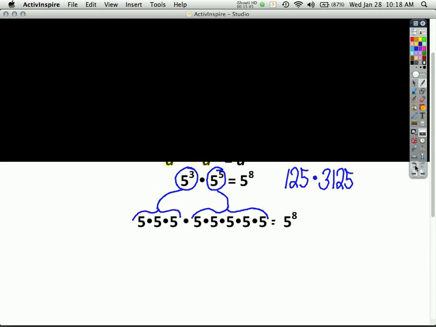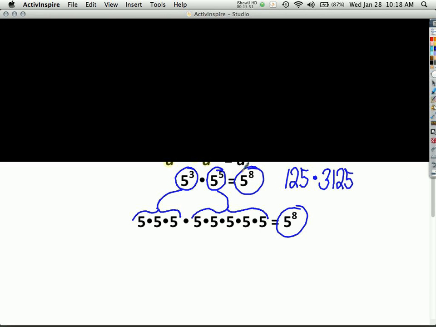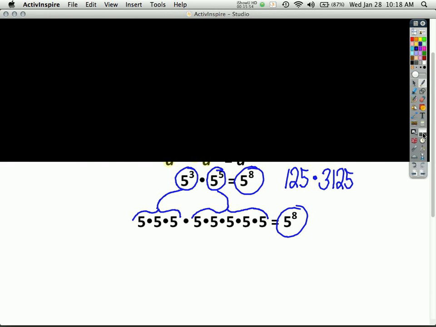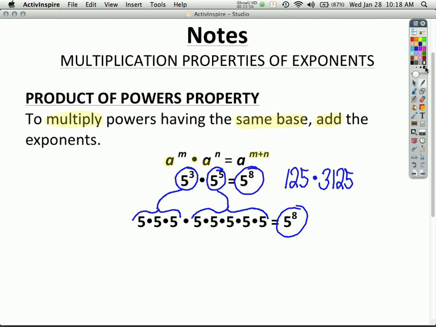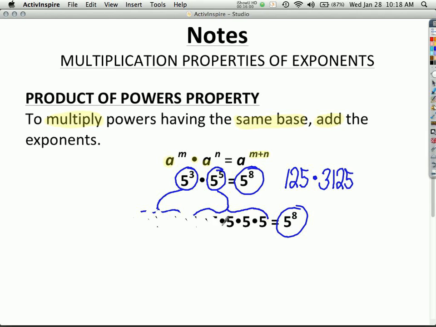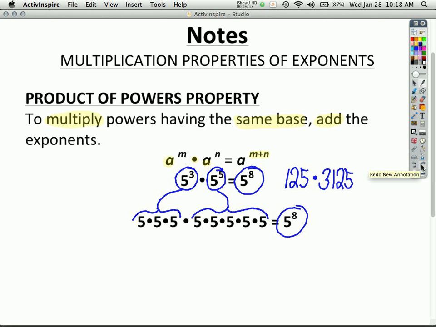But now we don't need to do that anymore because now we have this shortcut that gets us the same result without having to do that. So the whole point of this property is to eliminate the need to do this. We now don't need to do that anymore because we are able to take a shortcut. Does anyone have any questions about that? Any concerns? So that's called the product of powers property.